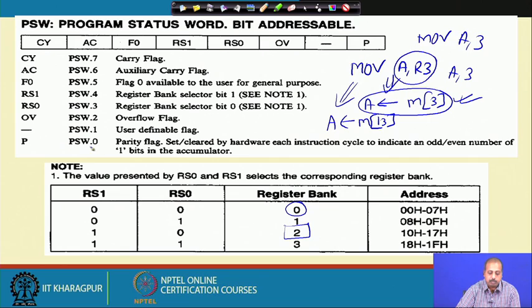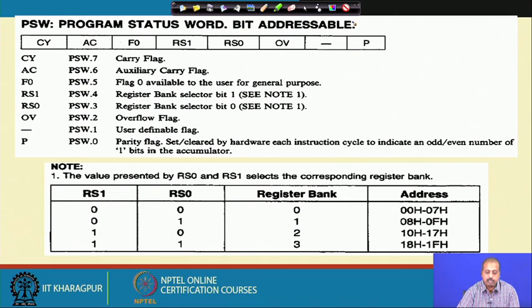Apart from that, we have this P as the parity bit, which is set or cleared by hardware each instruction cycle to indicate odd or even number of ones in the accumulator. That can be useful for parity check. Then there is this flag, where the user can put some values. This is also bit addressable, but it is not used, so you can use it for your own purpose as a 1-bit location. Then this OV is the overflow flag. Then RS0 and RS1 are for the register bank selection. F0 is available for the user for general purpose. Though the name is F0, you can use it for your own purpose. Then this AC is the auxiliary carry.